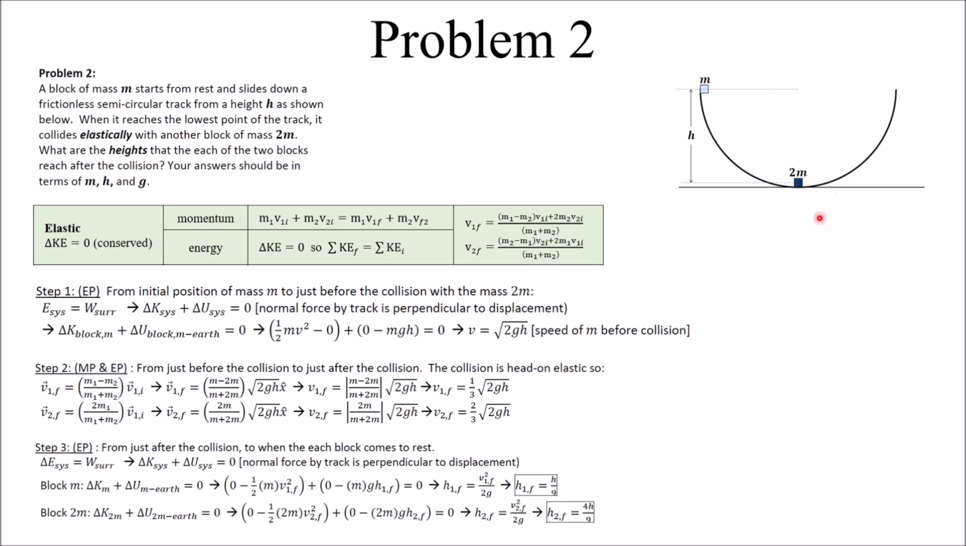And so notice how the first object is moving with less velocity. It's not going to get as high. It's only going to be 1/9 of h. And then the second object is 2/3 of the square root of 2gh, so it's moving faster. And that is going to get all the way to 4/9 of h. And so that's how we take a look at this problem too.